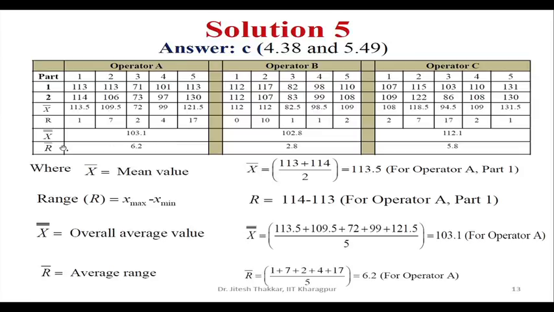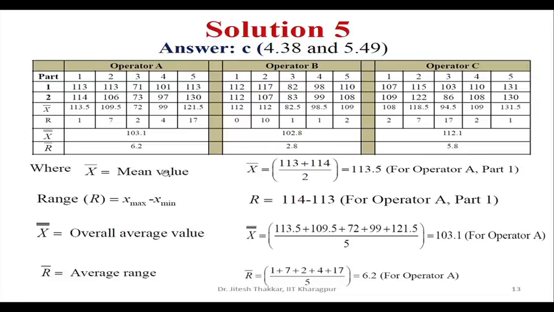You can look at the value of R bar. It is basically the average value of all R, and for operator A this value is 6.2. Similarly, for operator B, you can see the x double bar, the average of the averages, is 102.8 and R bar is 2.8. Similarly, x double bar for operator C is 112.1 and R bar is 5.8.